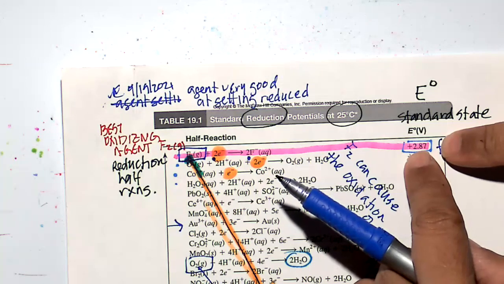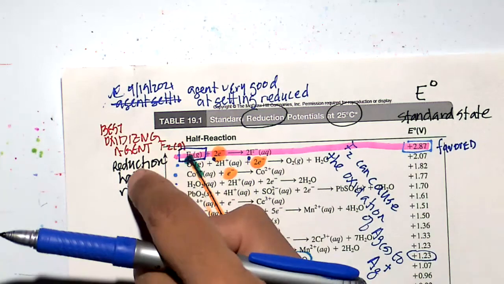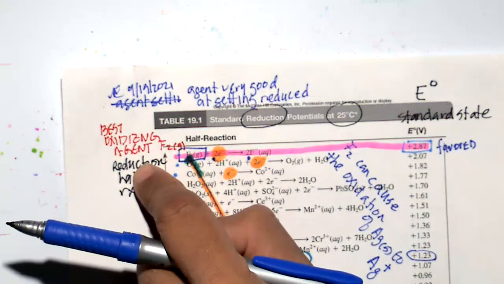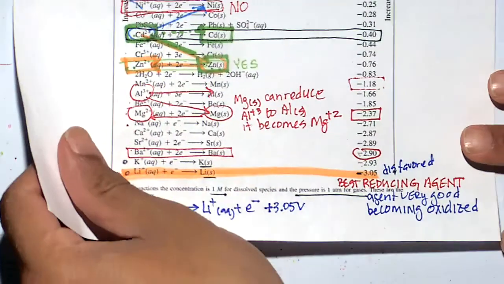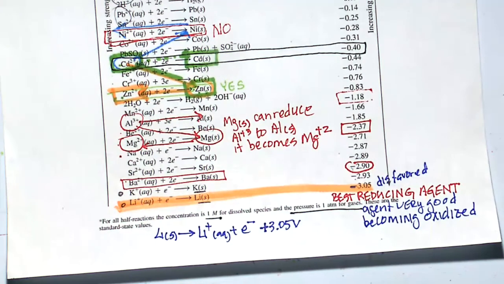I'm very good at getting reduced, and I'm very good as an agent, the oxidizing agent, in causing your oxidation, because all of this is a couple. Okay, all of this is a partnership. And as an oxidizing agent, I'm the agent that's going to cause your oxidation, in turn causing my reduction. On the flip side, if I'm a very good reducing agent, I'm the agent that's going to cause your reduction, and in turn, I become oxidized.